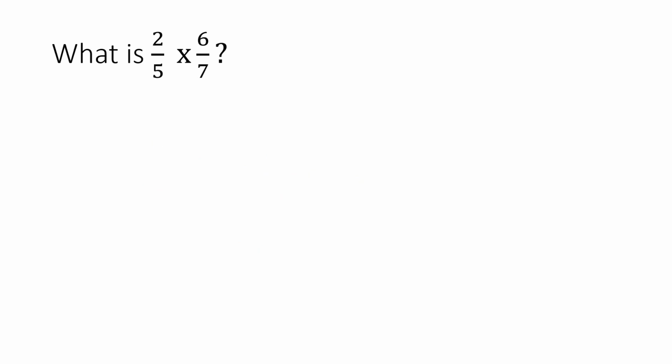What about something like this? Well, it's exactly the same thing. This one is going to be 2 over 5 times 6 over 7. Again, what we're going to do is 2 times 6 divided by 5 times 7, which is the same as 12 over 35. 2 times 6 is equal to 12, 5 times 7 is equal to 35. So the answer is 12 over 35.